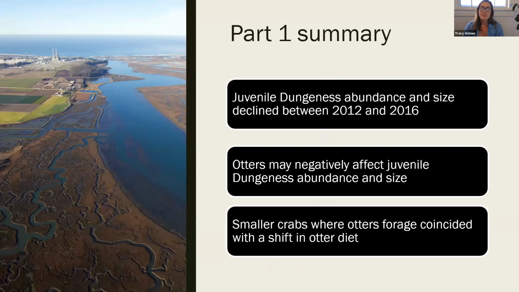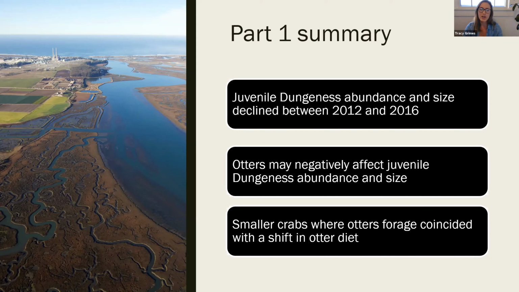So to summarize this first part, we saw that juvenile Dungeness abundance and size declined between those two time points, and this was related to otter activity. So we think that otters may be negatively impacting the juvenile crabs in this estuary. We also saw that the smaller crabs coincided with where otters were foraging.